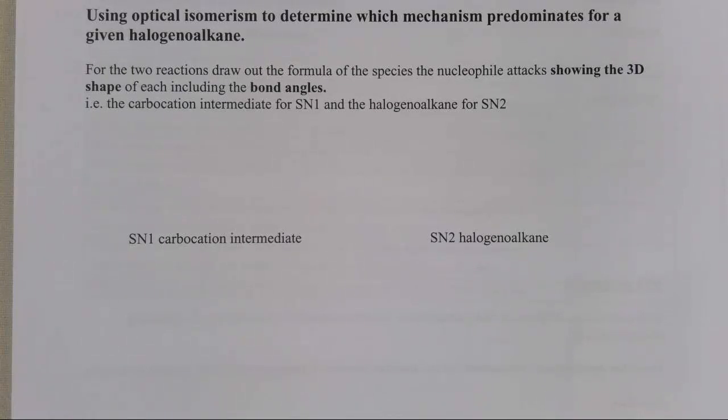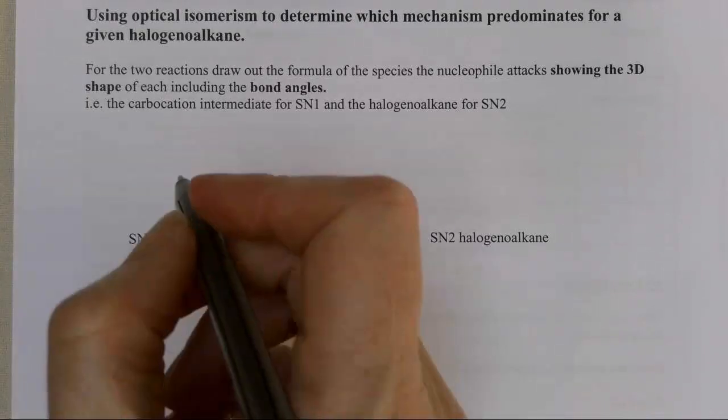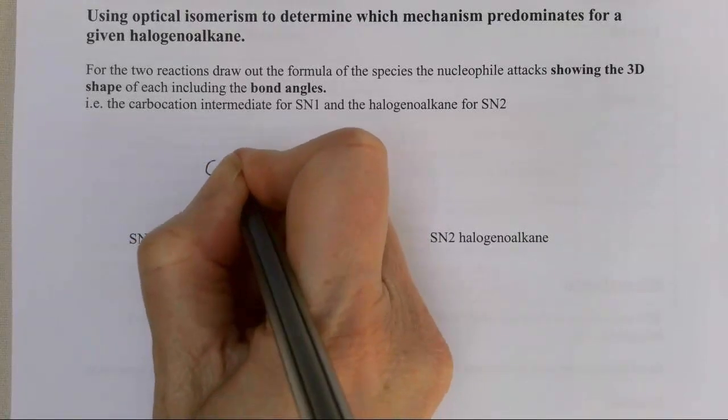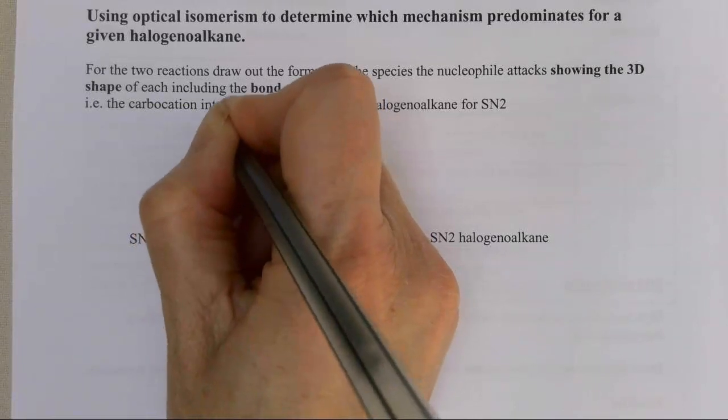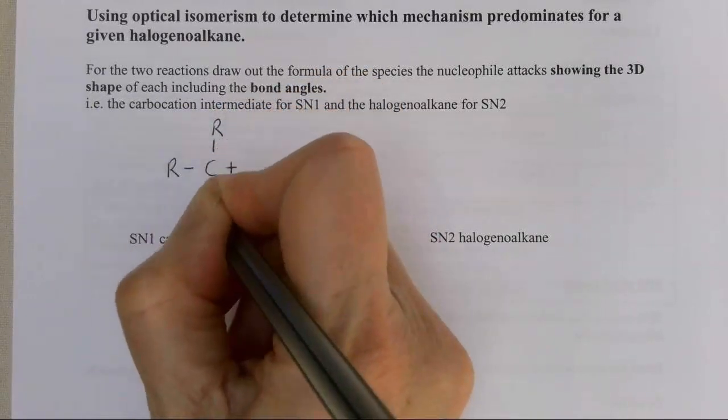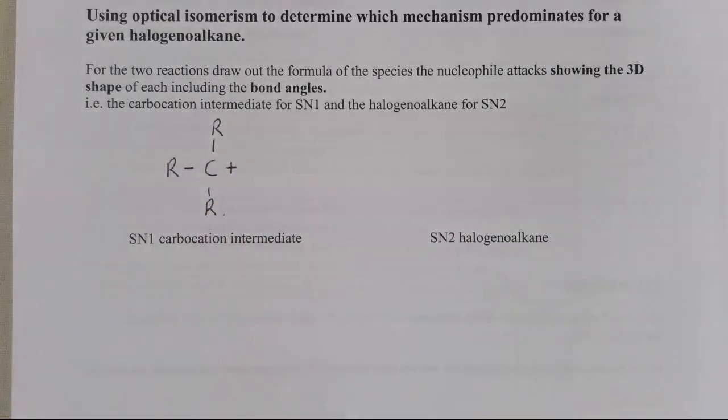Okay, so in this video we're going to be looking at how optical isomerism can be used to determine which mechanism is predominating, whether it's SN1 or SN2. In order to do that, we need to look at the formula of the species that is being attacked by the nucleophile. So in the SN1 mechanism, it's the carbocation intermediate that is being attacked, and I'm just going to use R groups to stand for any carbon chain, but that's the carbocation intermediate that's being attacked.